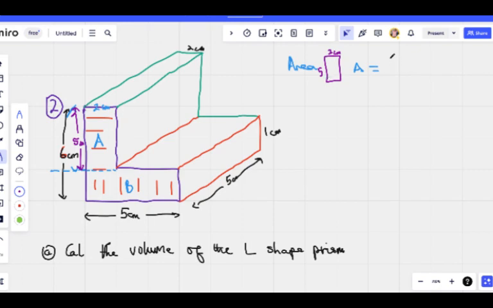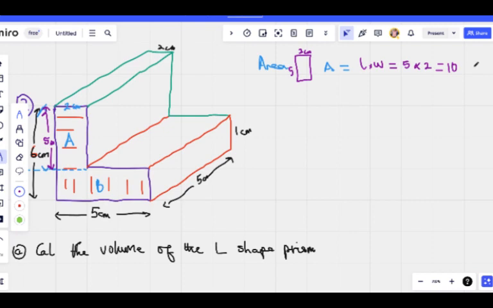So to find the area is length times width. So what we do, we just say the length is the long one, which is 5, multiplied by the width, which is 2. So 5 times 2 is 10, right? So we get the area of A, of this A side, to be 10 centimeters square.